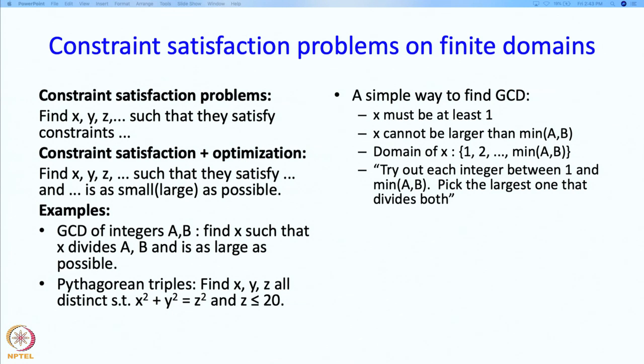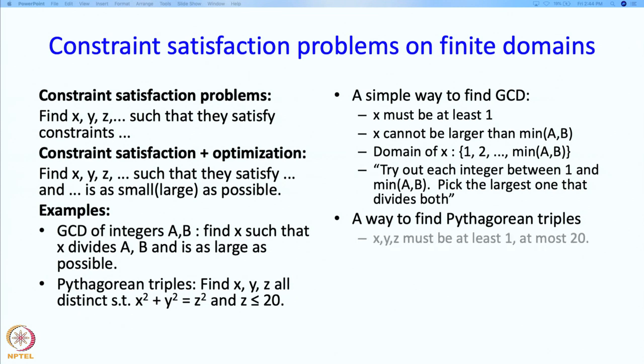Of course, there is the high school algorithm as well. So there are several choices, and this is just one way of doing things, and as I said, I am showing you this so that you get a feel for this notion of constraint satisfaction and searching through a set of possible candidates. Now here is a way to find Pythagorean triples. Again, it is a very similar way.